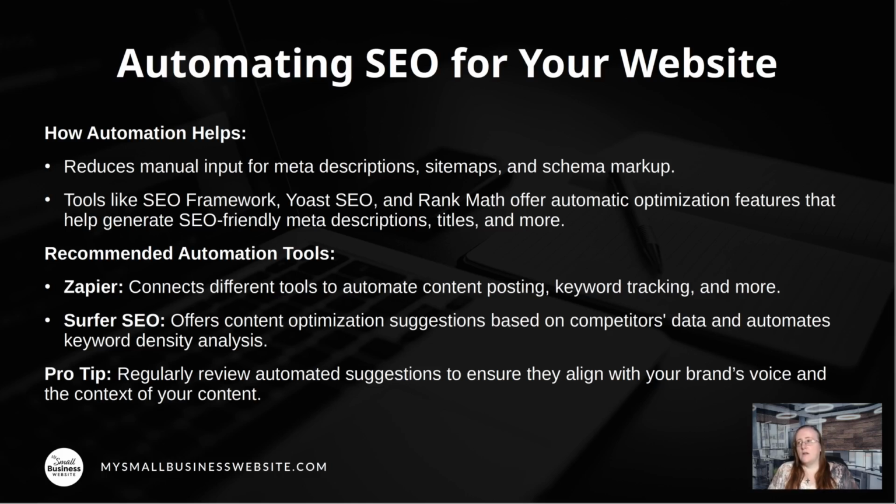So these plugins and tools can help take care of a lot of things automatically, so you don't have to worry about it, and can simplify things. There are also some other tools like Zapier that you can connect it to, maybe to have automatic content posted, or do some sort of keyword tracking, or different things like that. There's also other SEO tools like Surfer SEO, which has content optimization suggestions, and it uses competitor analysis to help you make assessments in what you should be doing.